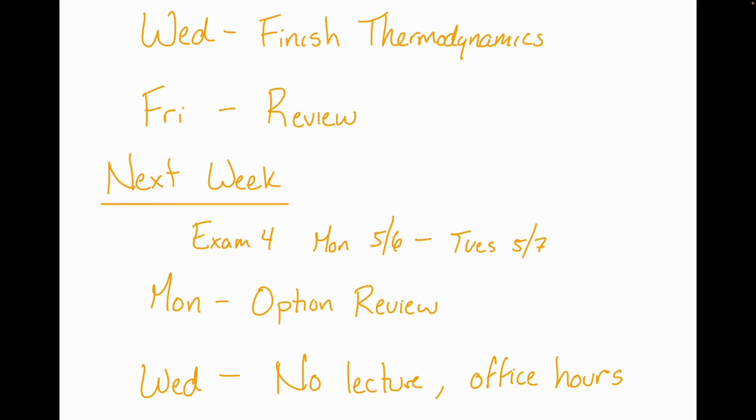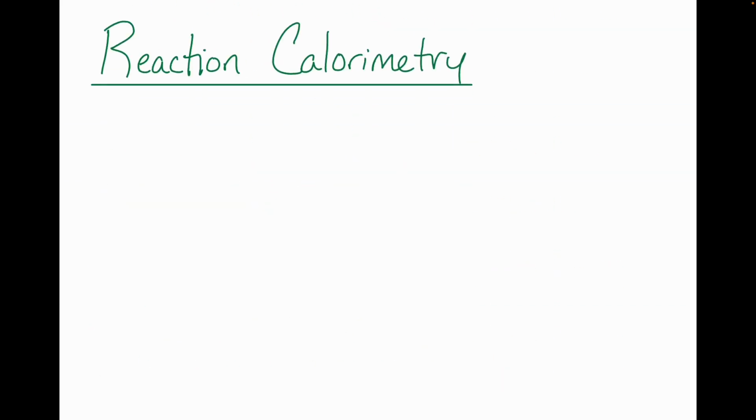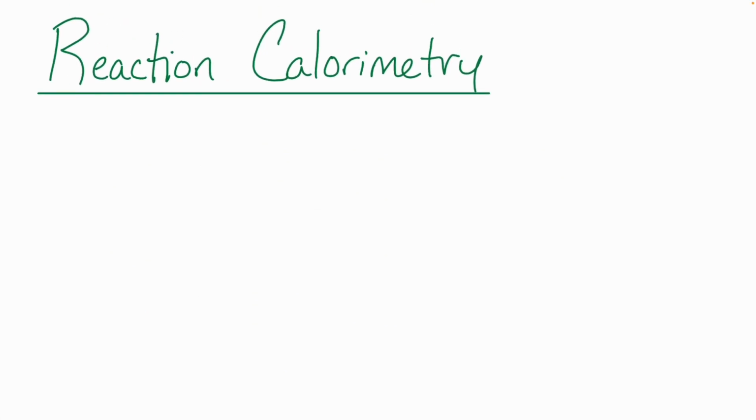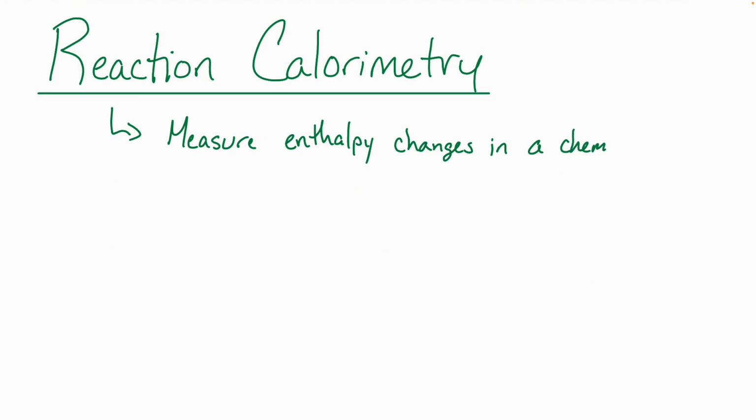Cool. Let's finish this up here. Now we're going to roll everything that we've been talking about into this chapter all together, reaching back to our first initial discussion of calorimetry, but then tying it into what we learned about reactions and reaction enthalpy. So this reaction calorimetry is going to be a way to measure enthalpy changes in a chemical reaction.